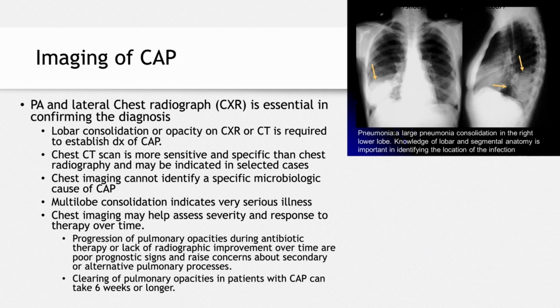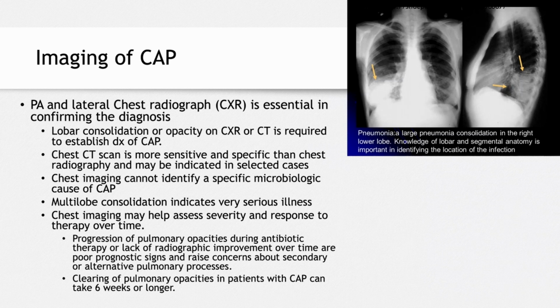And CT is definitely more sensitive and specific, but it's not always indicated, so you have to pick and choose which cases you feel warrant that. You can't really tell by the way that it looks on a chest x-ray exactly what's causing it, like which pathogen it is. But if you see multilobar disease, like more than one lobe, or bilateral pneumonia, that indicates more serious illness, and you should take those patients very seriously and admit them to the hospital.